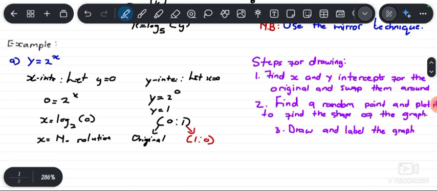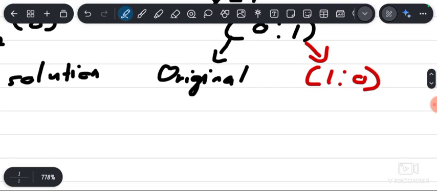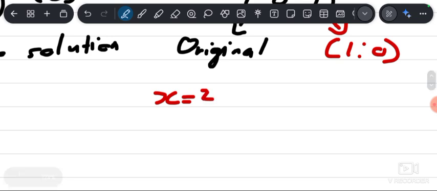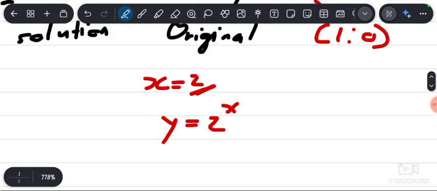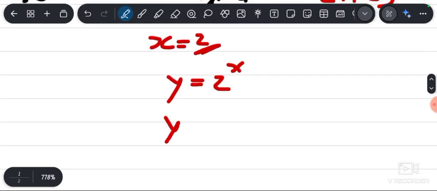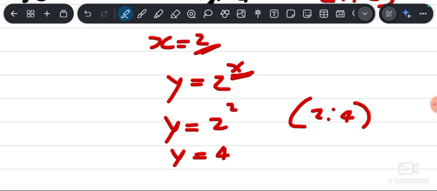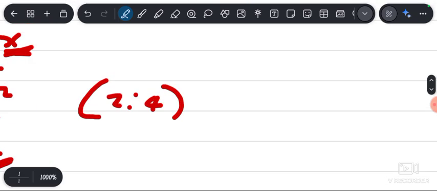Let's go ahead and find a random point. Now let's substitute x is equal to 2. Now when you substitute x is equal to 2, we're going to see y is equal to 2 to the power of x, right? Now let's put 2, because we're substituting x is equal to 2, so we're going to get 2 to the 2, then y is going to be 4. The coordinates here will be what? 2 and 4, right? Because we put 2 in the value of x and we found what? 4. So here 2 and 4, but these here are for the original.